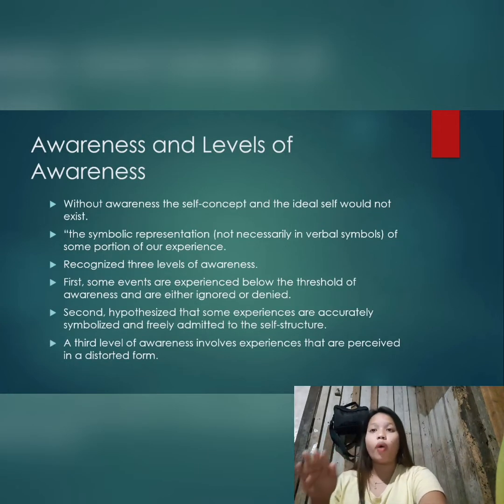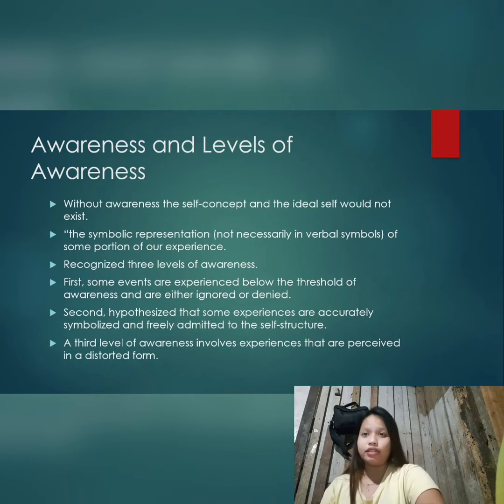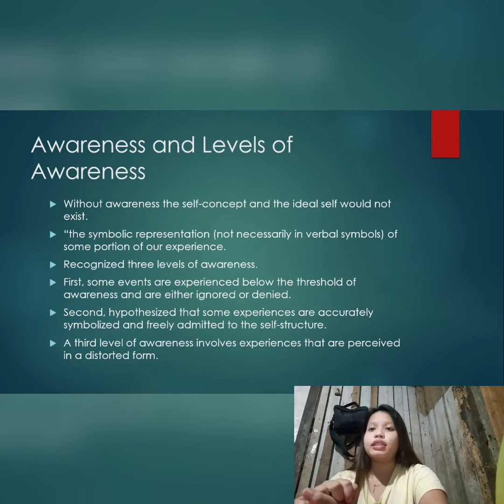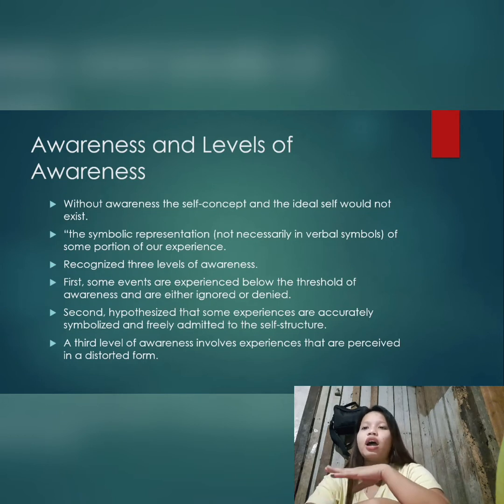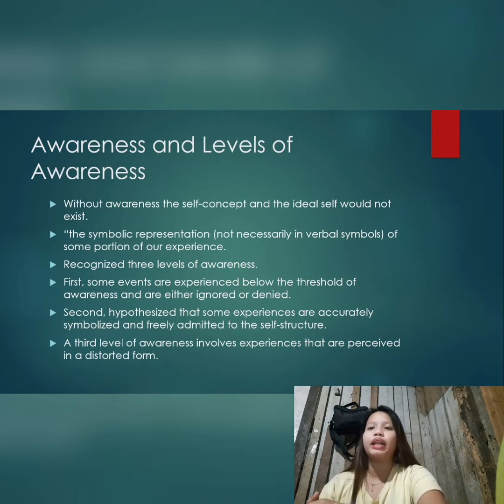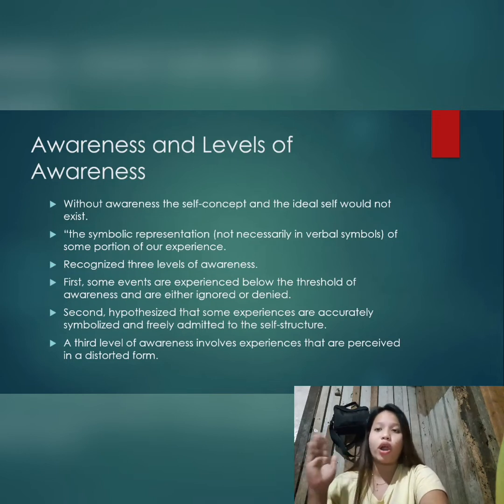So the other one is awareness and levels of awareness. Without awareness, the self-concept and the ideal self will not exist. Awareness is the symbolic representation, not necessarily in verbal symbols, of some portion of our experience. Rogers recognized three levels of awareness. The first: some events are experienced below the threshold of awareness and are either ignored or denied. The second: some experiences are actually symbolized and freely admitted to the self-structure. And the third level of awareness involves experiences that are perceived in a distorted form.